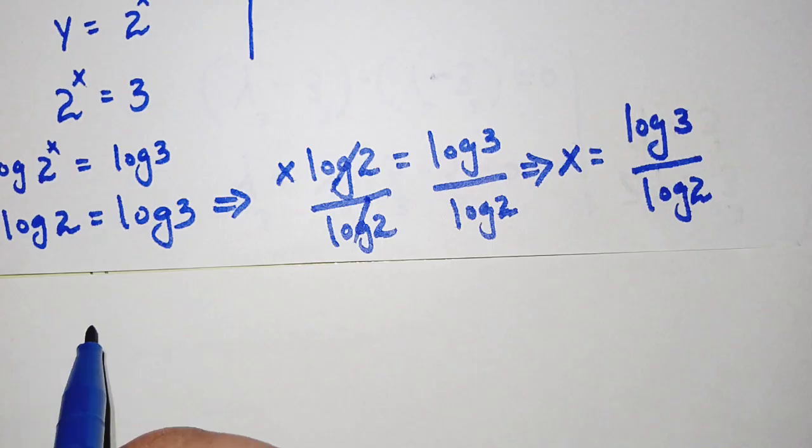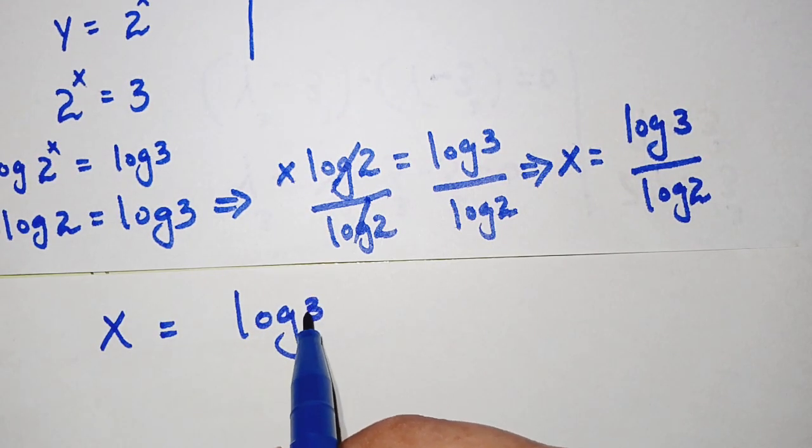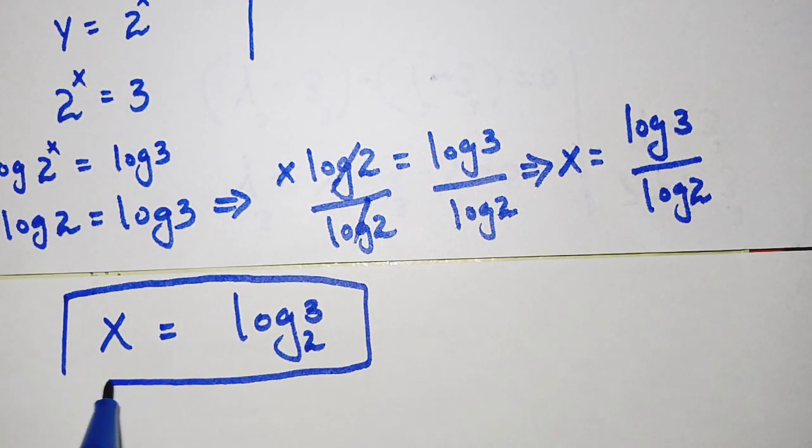and finally this will become x is equal to log of 3 of base 2. So this is the final answer of this interesting question, x is equal to log of 3 of base 2.